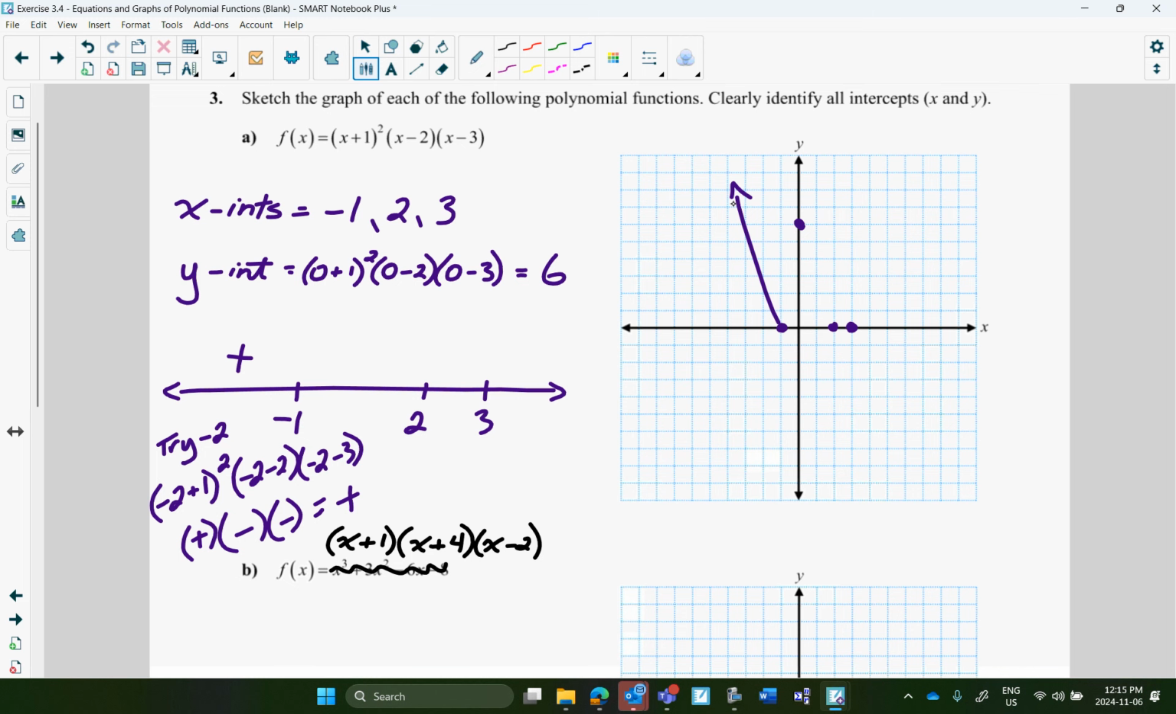Now, I got to see whether it goes through or bounces back. It bounces back because at this x-intercept, it has a multiplicity of 2. So this tells me that it bounces back at negative 1. So that means it's going to stay positive. That means it's going to bounce up. Now it's going to go up and come back down. But it's got to go up high enough to get through this, right? So it's got to come up here. And then eventually we'll come back down and start heading towards the next x-intercept.